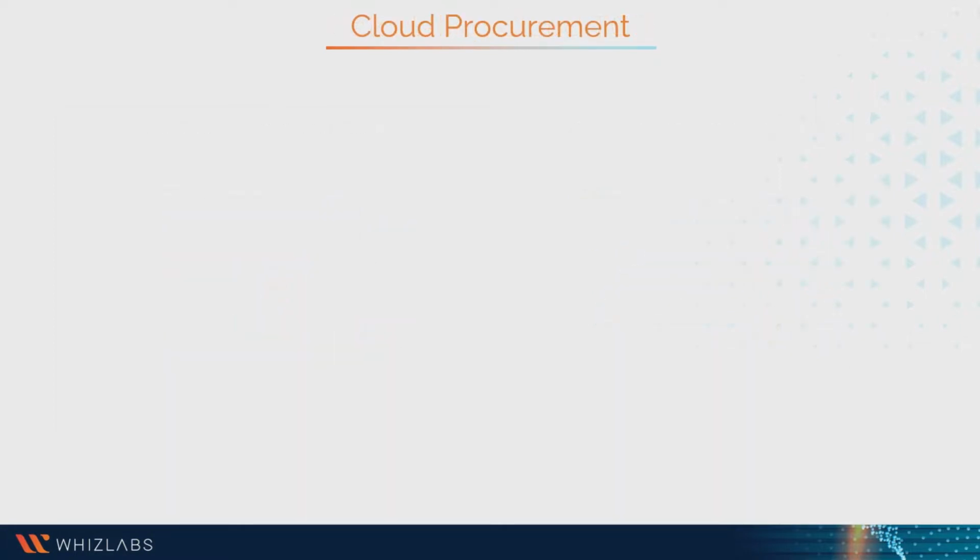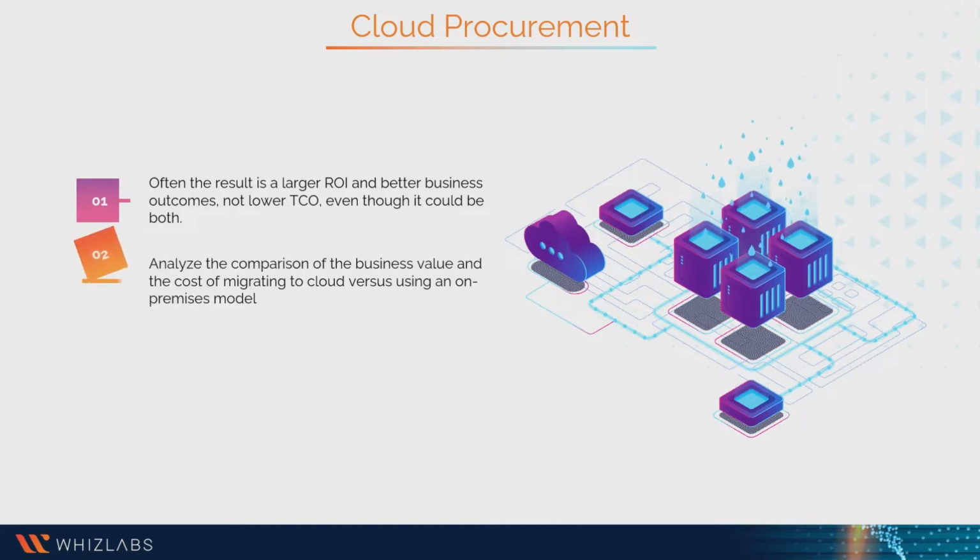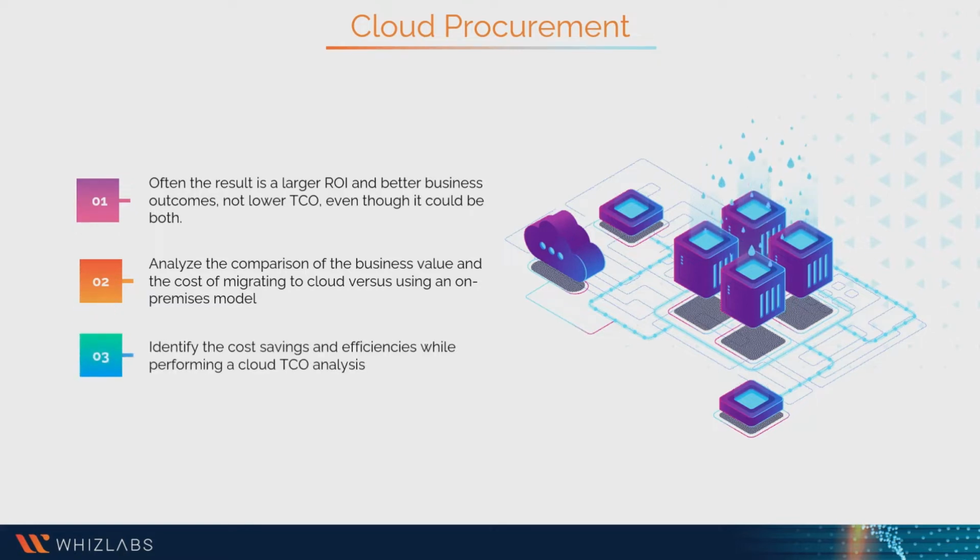Below are a few factors that must be kept in mind while comparing the on-premise TCO to the cloud TCO. Cloud migration is not only about cost saving. Often, the result is a larger ROI and better business outcomes, not lower TCO, even though it could be both. It is necessary to analyze the comparison of the business value and the cost of migrating to the cloud versus using an on-premises model. It is important to identify the cost savings and efficiencies while performing a cloud TCO analysis.